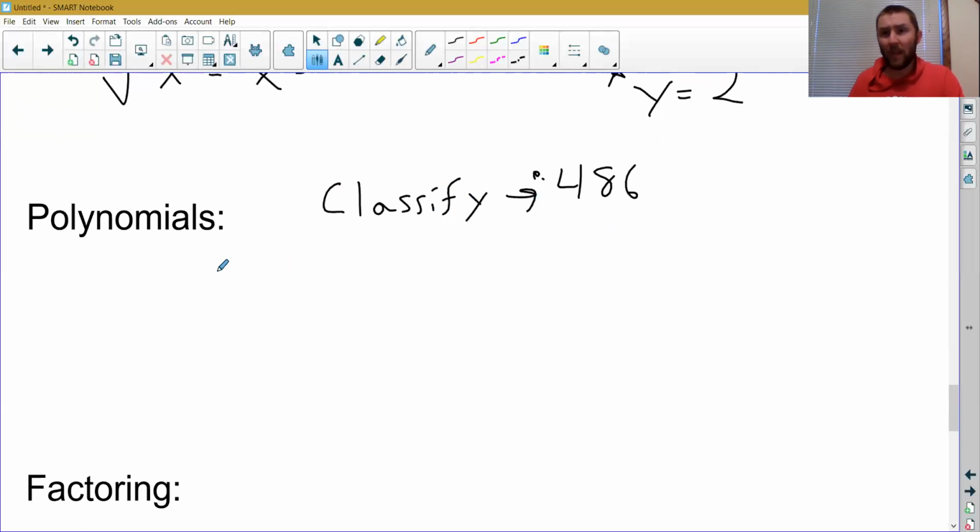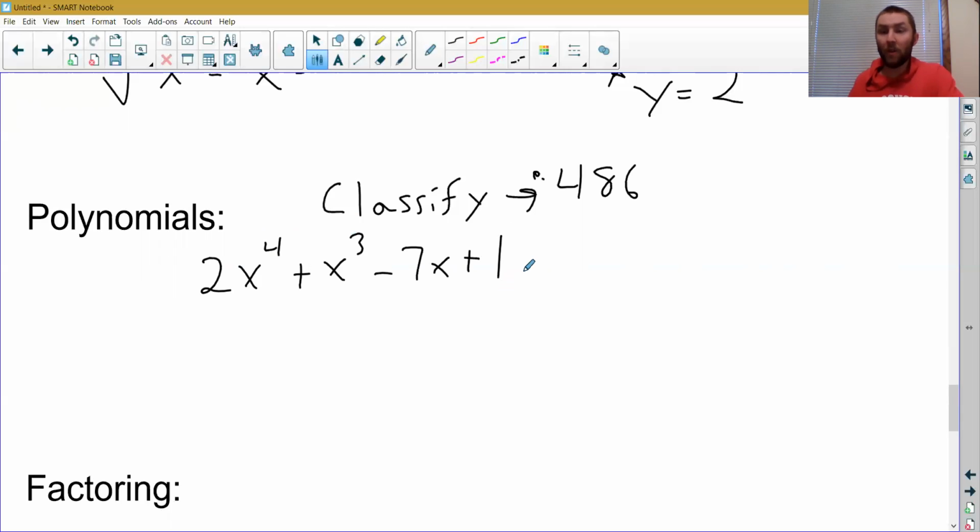Like I said, we talked about standard form of polynomials being the degrees, meaning the exponents, going from bigger to smaller. So something like this, right, where we have fourth degree, third degree, first degree, and then no 0 degree because there's no variable there. That's the standard form of a polynomial.